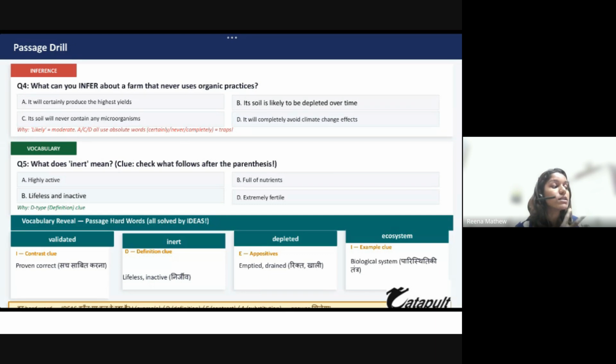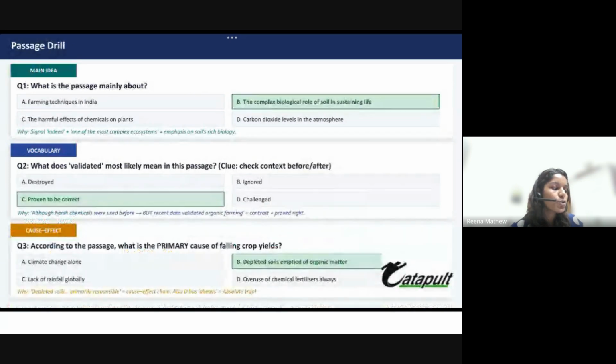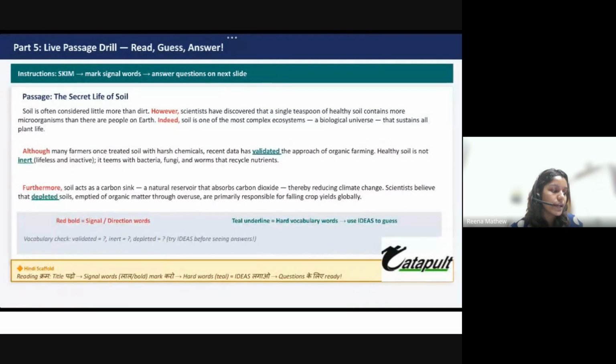So when you see certainly produce, will never, completely, always be cautious. Either this second option mein word kya hai, moderate word kya hai? It is likely. Okay, there is a possibility. So that is a safe option hai. So answer is B. Very good. Okay. Fifth question. Can you tell me the meaning of inert? I'll show you the passage. It is there. It's right there.